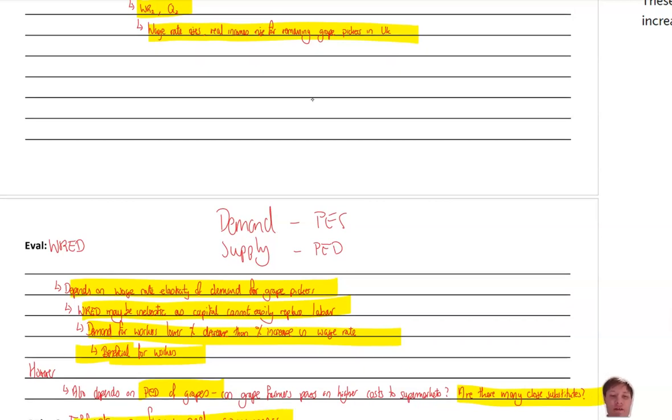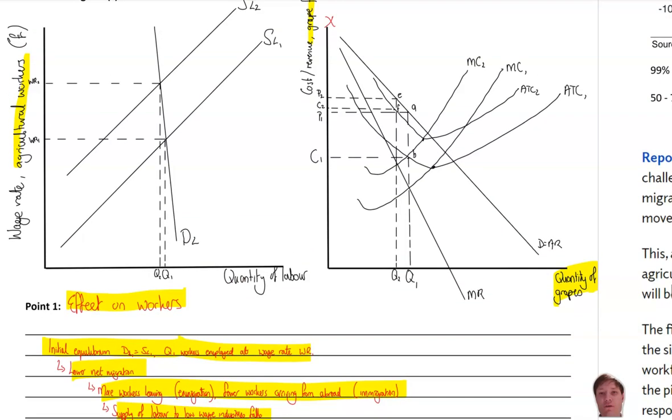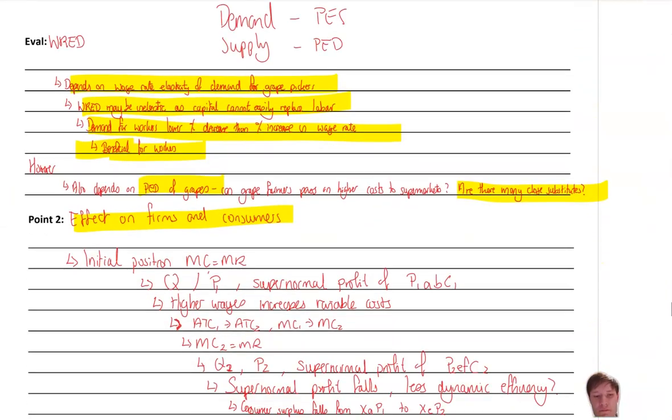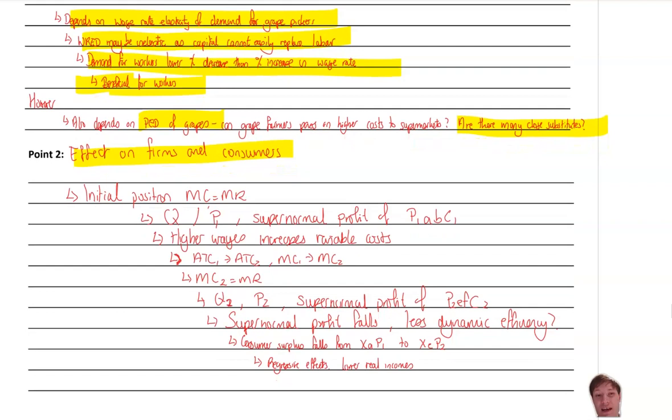Right, our next area to think about is the effect on firms and consumers from this diagram on the right hand side there. Pause the video, see what you can get from that, including an evaluation. Right, coming back, again, this is very standard initial position and what is happening. We know that the higher wages increases the variable costs, and that's going to shift the MC equals MR. MC equals MR is the area that we then tend to forget very easily. So MC1 equals MR to MC2 equals MR. You want to be picking out all of the quantities, the prices, and the supernormal profits as well.